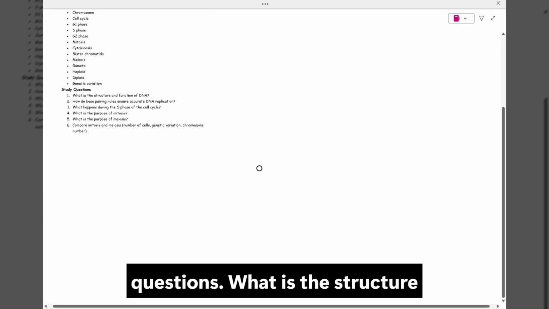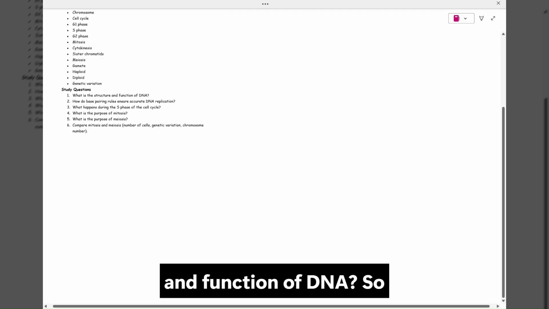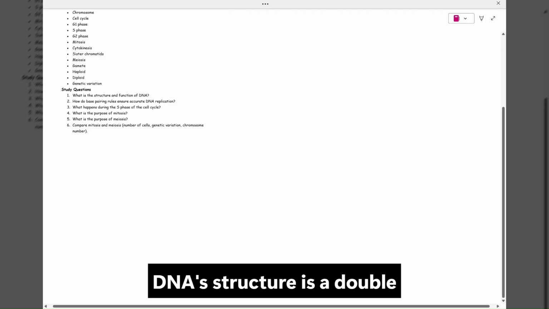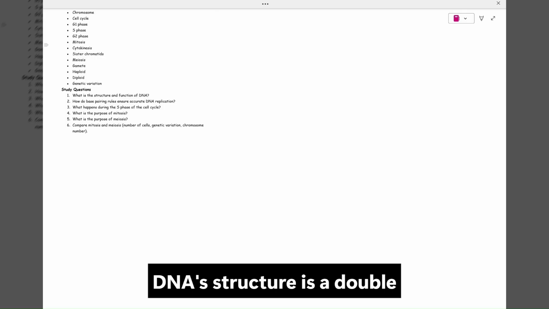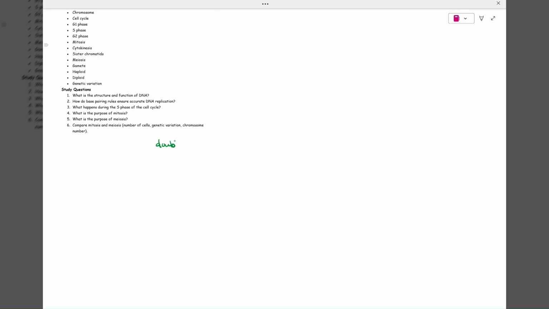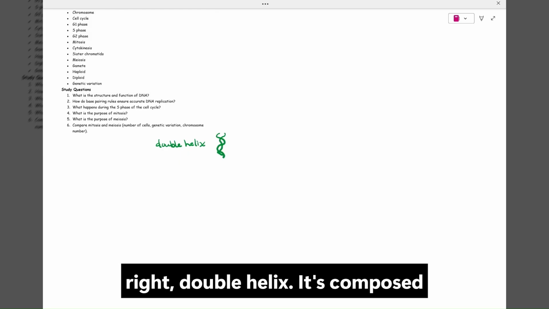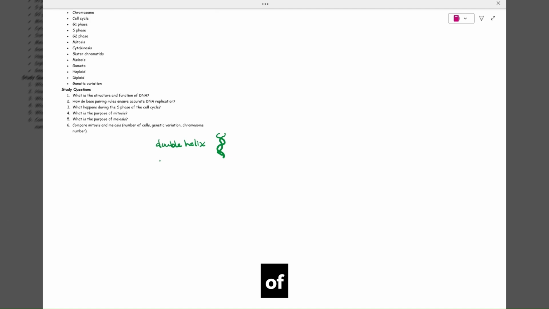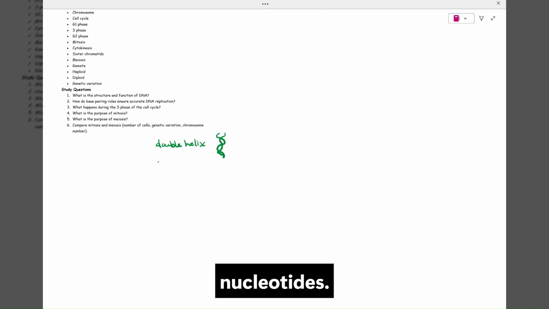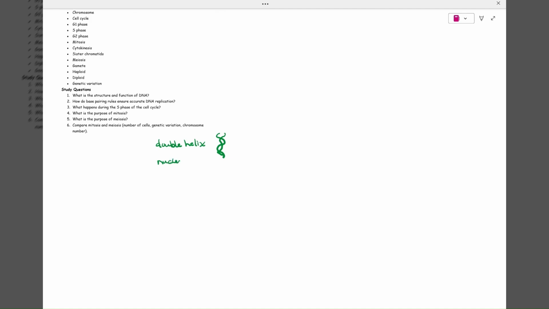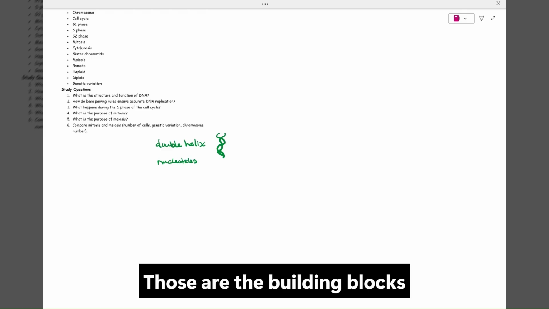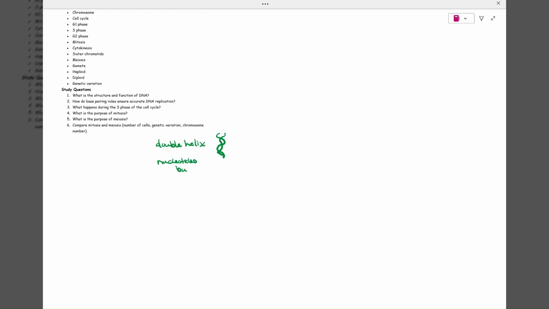What is the structure and function of DNA? So DNA's structure is a double helix. Okay, so that's that twisted ladder thing, right? Double helix. It's composed of nucleotides. All right, those are the building blocks of DNA.